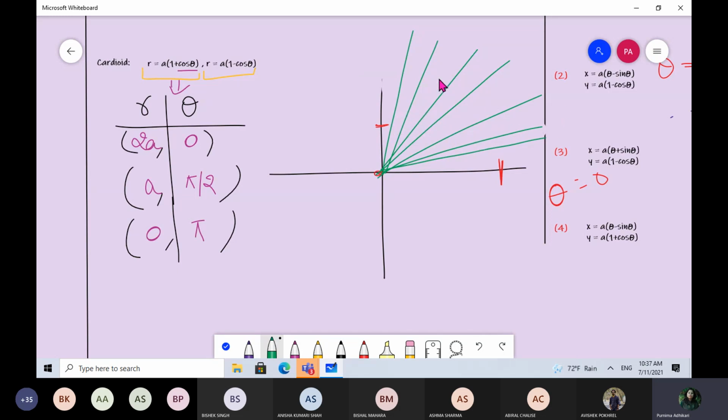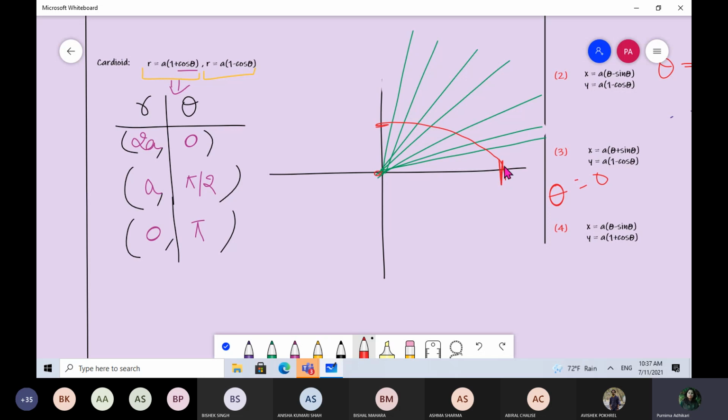As our theta keeps increasing, our R value keeps decreasing from 2a till, sorry, from 2a to a. Okay, so let's join these two points smoothly. So what do you see?